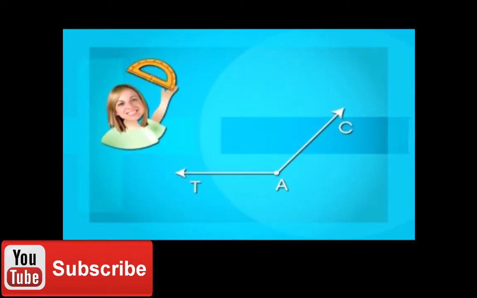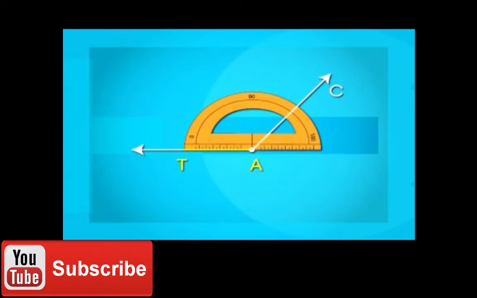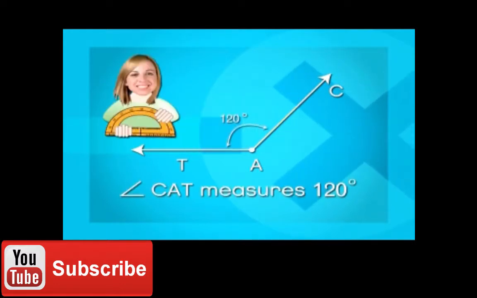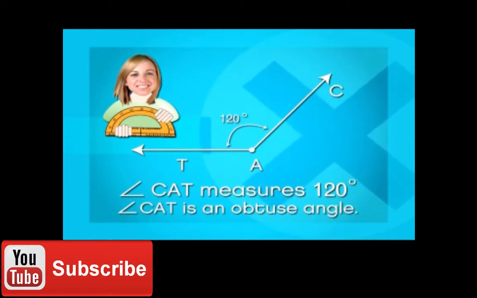We can measure an angle that opens on the other side too. Place the protractor on one of the arms, making sure the 0 to 180 degree line is right on the arm. Line up the 90-degree line with the vertex. The other arm is all the way over here. We use this set of numbers with the 0 we started with, 120 degrees. This angle, angle CAT, measures 120 degrees. It's an obtuse angle as it measures more than 90 degrees.